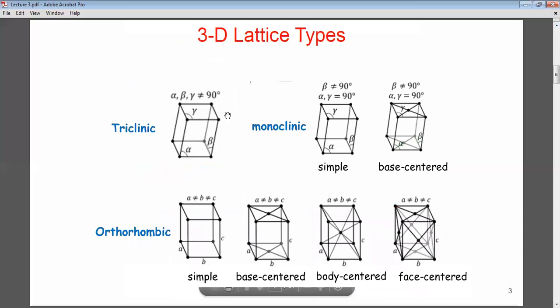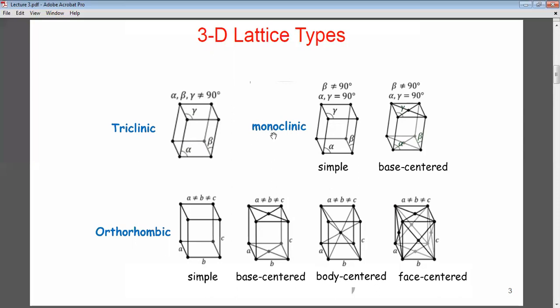Now let me teach you how we name and define each one of these. Every lattice has sides, which we call axes, and there are angles. If all the sides are different, that is, the length of this side is different than the length of this side, different than the length of this side, and all the angles, alpha, beta, and gamma, are different, then we say this is a triclinic lattice.